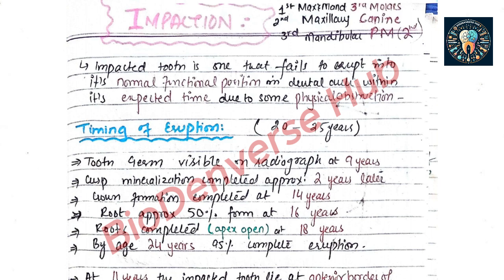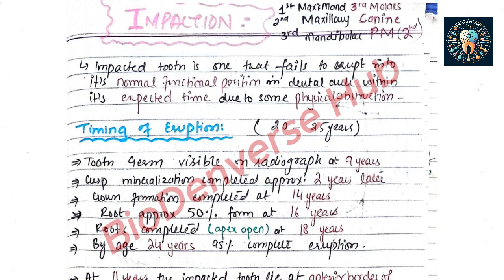First of all, the tooth germ is visible on the radiograph at 9 years. Then the cusp mineralization is completed approximately 2 years later. Crown formation is completed at 14 years, and the root reaches approximately 50% of its size at 16 years. Root completion occurs at 18 years but with open apices. By the age of 24, 95% of complete eruption occurs. So usually the eruption time for the third molars is around 20 to 25 years.